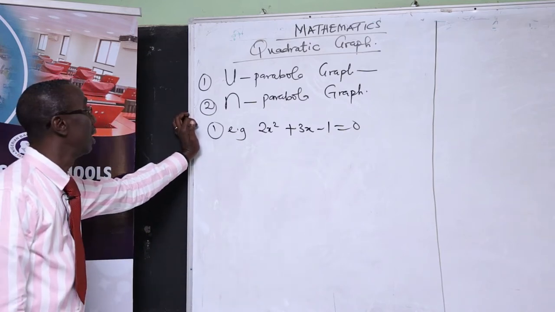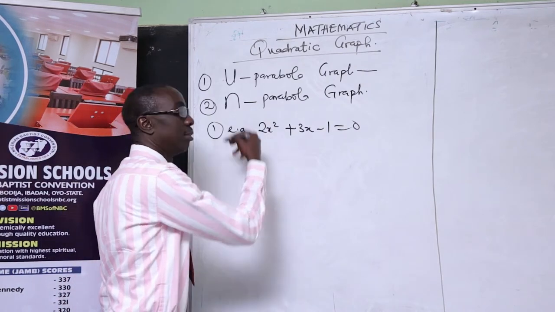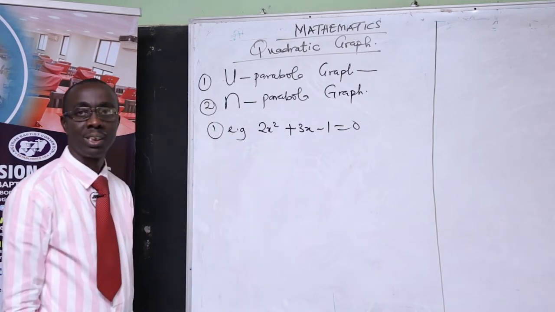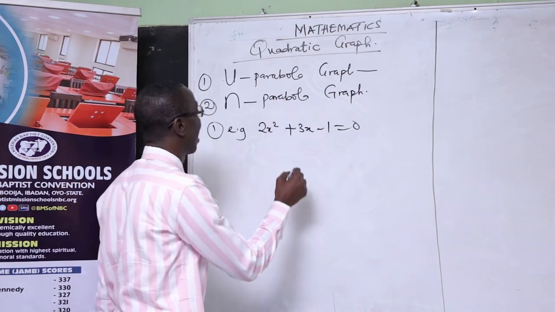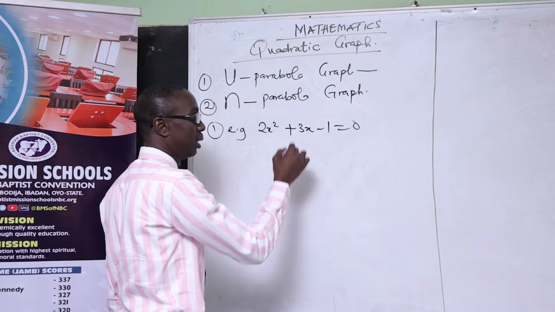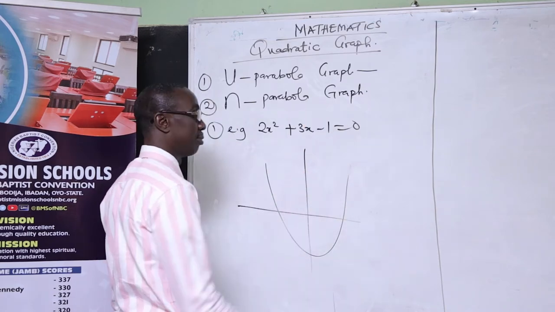Why is this one a positive function? The coefficient of x squared here is positive. So there is no way you draw the graph of this function that it will not give you a U graph.